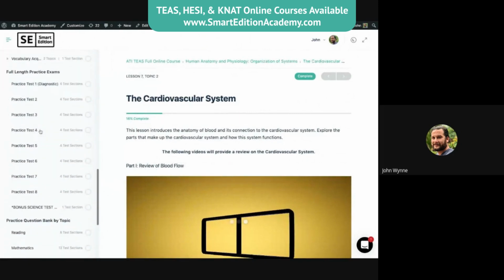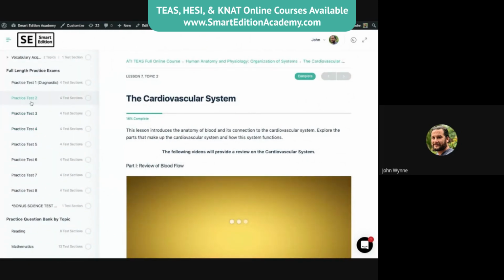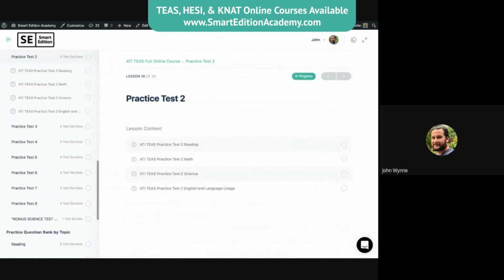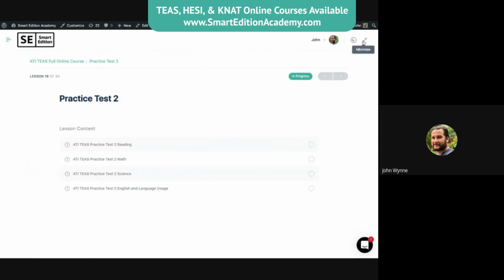We can take a look at the practice test. And so I think this is one of the more important areas for you guys to understand how this can help you. One of the biggest aspects of the TEAS test, the HESI, the Kaplan, is that they're very long tests. The TEAS is about 3.5 hours. And what you need to become familiar with, besides all the material and the content, is sitting for a 3-hour test. It's like running a marathon.